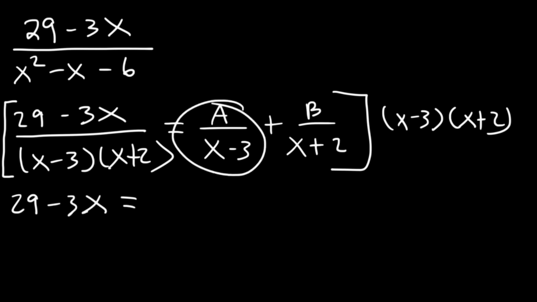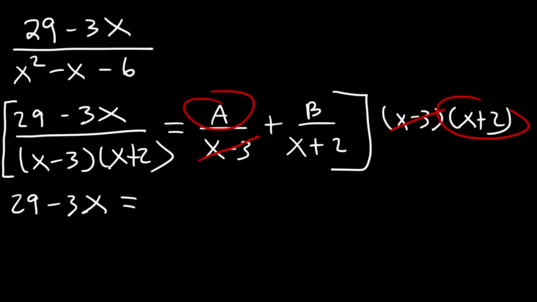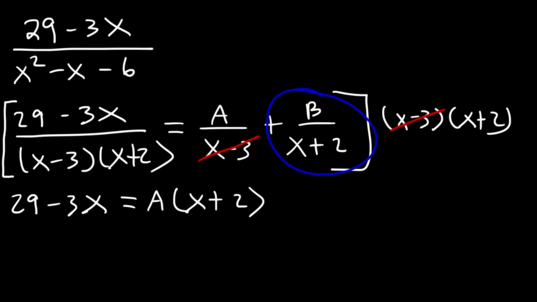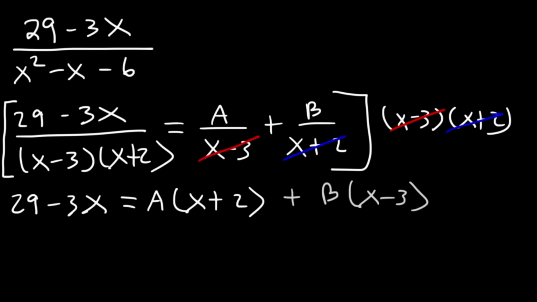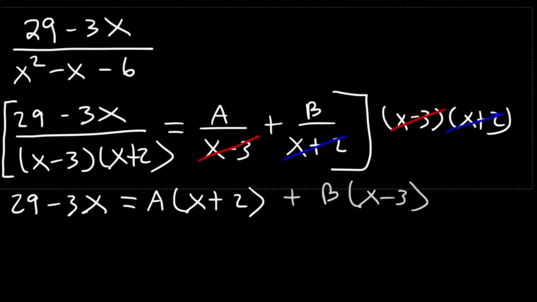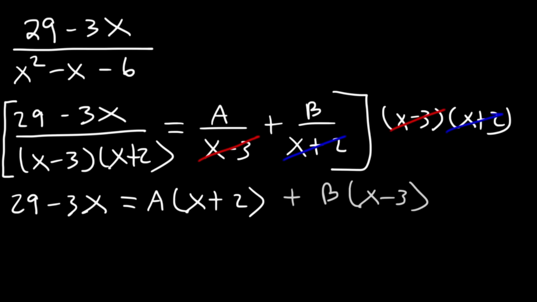Now, if we take a over x minus 3 and multiply it by this, we can see that x minus 3 will cancel, and then we're going to get a times x plus 2. And then if we take this fraction multiplied by x minus 3 times x plus 2, the x plus 2 factors will cancel, leaving behind b times x minus 3. Actually, let's keep that there for now. So at this point, let's plug in x equals 3.